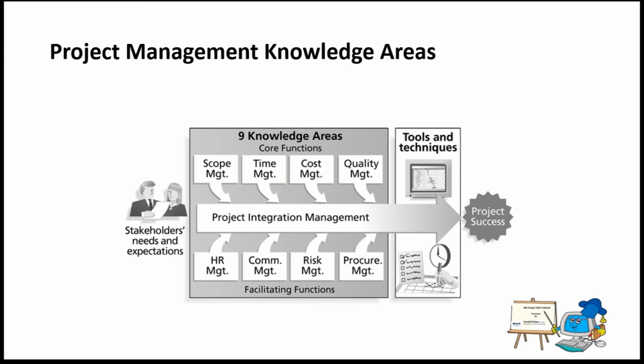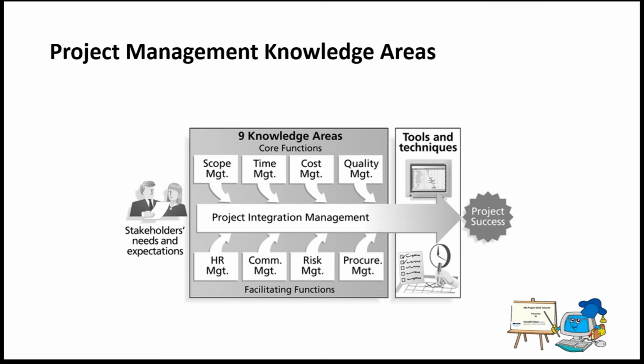Next we look at cost. Cost is your budget. Estimating how much it will cost to perform the work and ensuring that the work is done within your budget. Quality is making sure that the work is done in such a way that it meets the agreed standards and the specifications set out in your scope document.